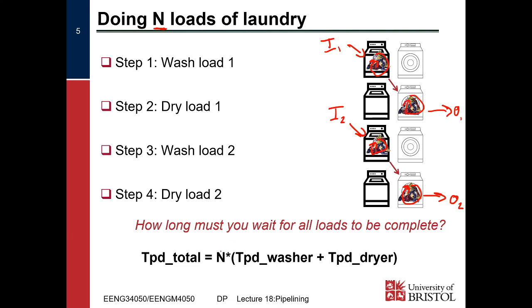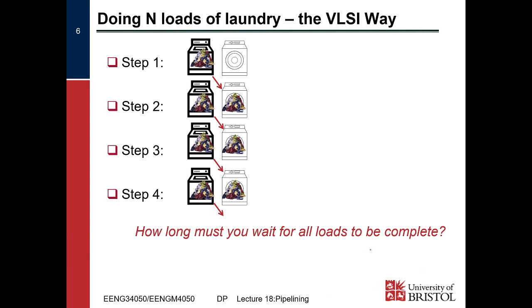Well, it's going to be however many loads you've got times this plus this, so n times the propagation delay of the washer plus the propagation delay of the dryer, which is n times 105 minutes. So for my 3 months of laundry, right, it's going to take 2 loads, 210 minutes. Right? Is there a better way we can do this?